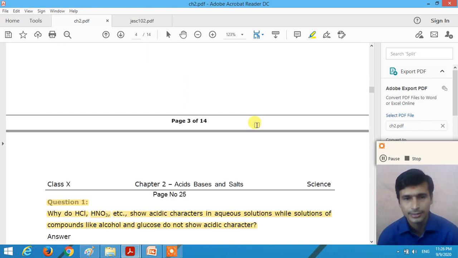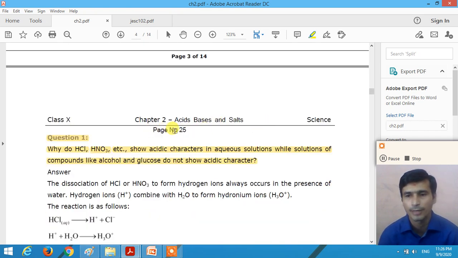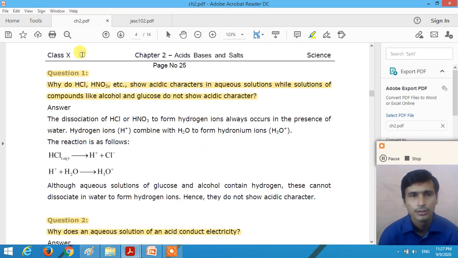Now, the next set of questions is given on page number 25. Question number 1 on page number 25: Why do HCl, HNO3, etc. show the acidic character in aqueous solution, while solutions of compounds like alcohol and glucose do not show the acidic character, right? So why do HCl and HNO3 show the acidic character in the aqueous solution, that is, the water solution, while alcohol and glucose do not?